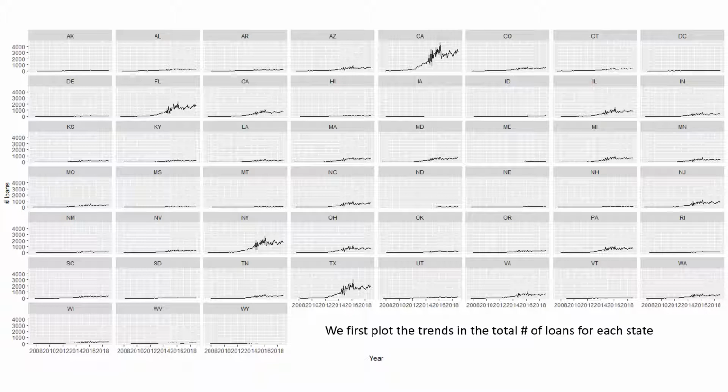If you look at this diagram again, we can also see that for states like Arizona, Colorado, Georgia, Illinois, Indiana, Massachusetts, Maryland, Michigan, Minnesota, North Carolina, New Jersey, Ohio, Pennsylvania, Virginia, and Washington, we can also see a slight increasing trend from 2008 until 2018.